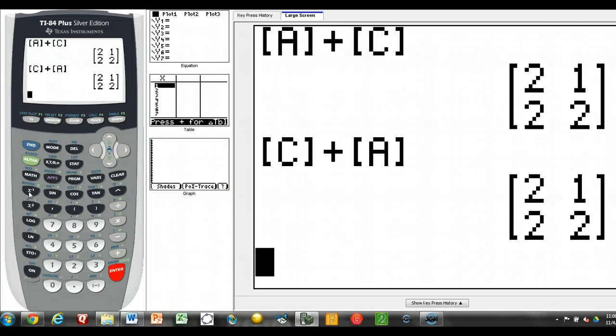And you notice that we get the exact same answer. So, as I said earlier, matrix addition is commutative. The order that we put our matrices in when we added did not matter.